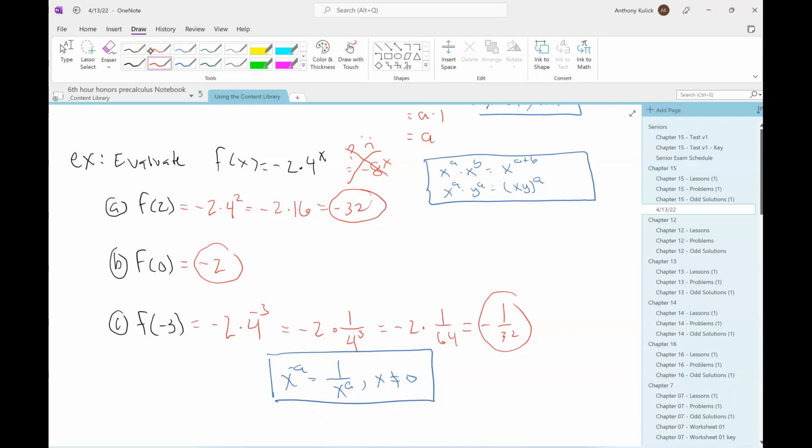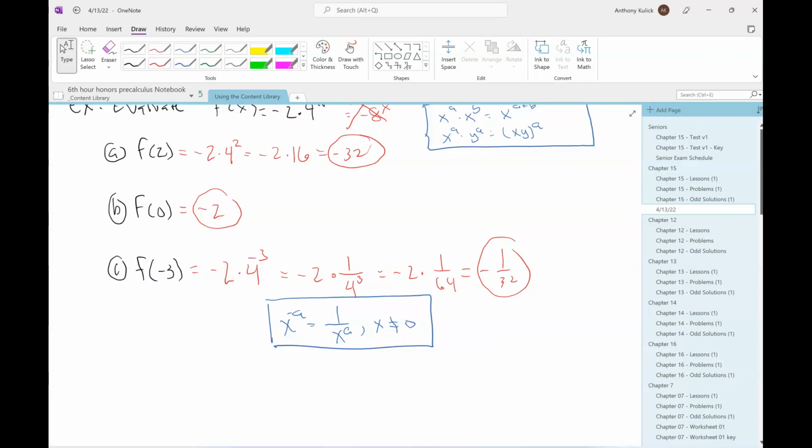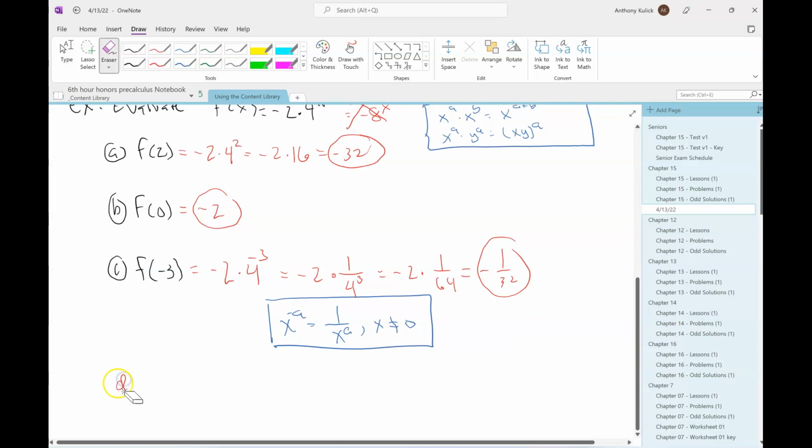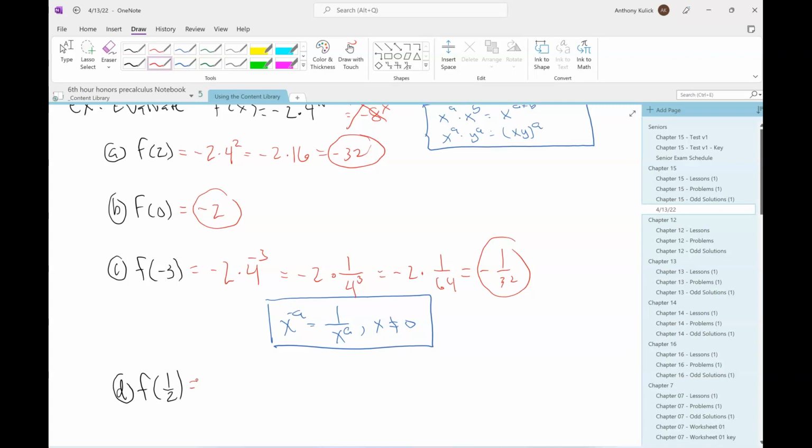You're seeing that these evaluate problems that we're doing right now are nothing more than an excuse for Mr. Kulik to review some of these properties of exponents, which ideally you would have all remembered from last year, but I know things fade, and that's the point of doing it again. Because at this point you're like, why are we just doing these computations? Basically just as an excuse to review these properties.